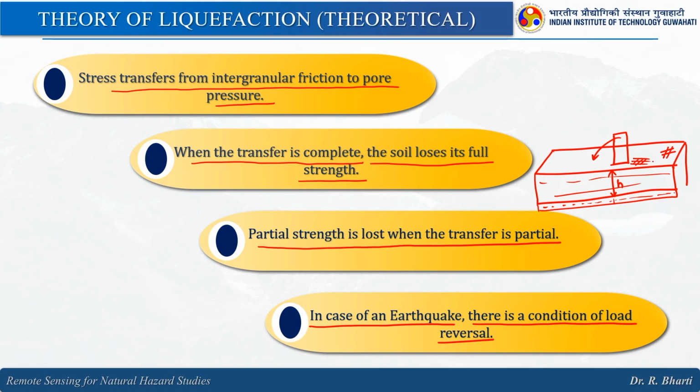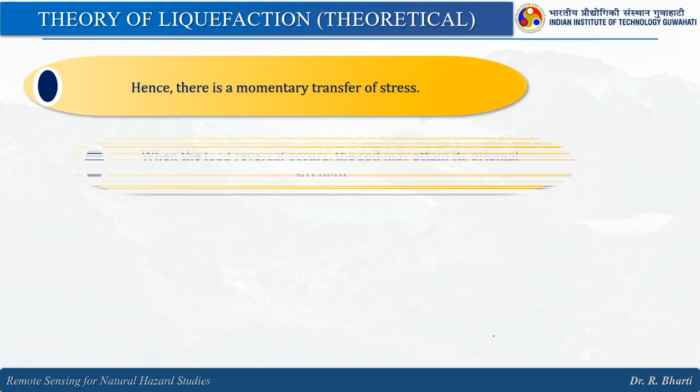So, during the earthquake, because of the seismic activities, these waves trigger this interaction and then the soil loses its shear strength. But after the earthquake, this soil may regain its original shear strength and then this will be as it was before, but this building gets tilted. This is one of the examples, right. So, there is a condition of load reversal.